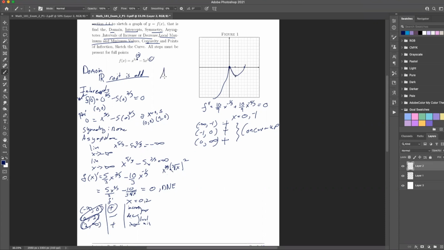If I have a concave up, local max looks like that. If I have a concave down, local minimum looks like that. So this and goes up. And that should match what we drew.